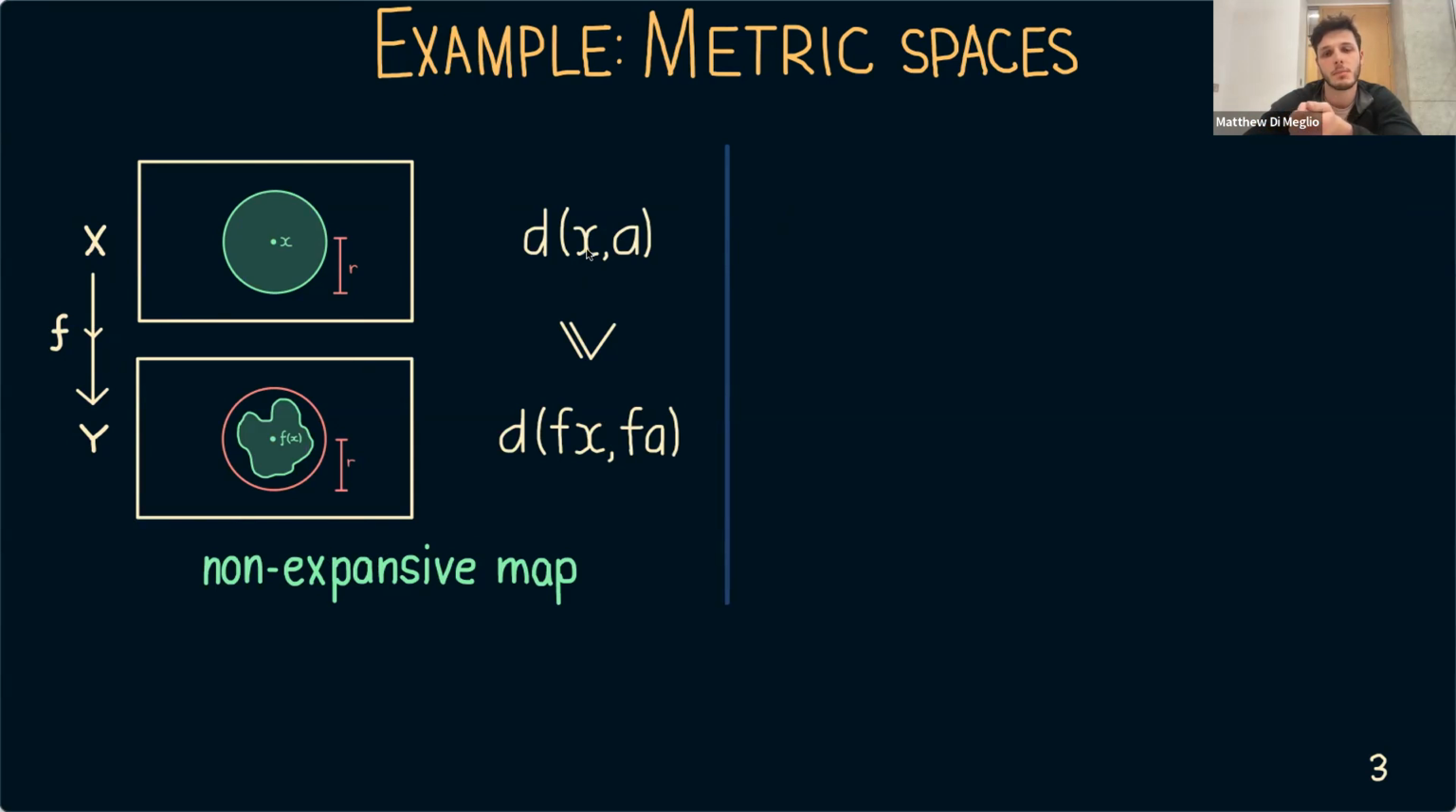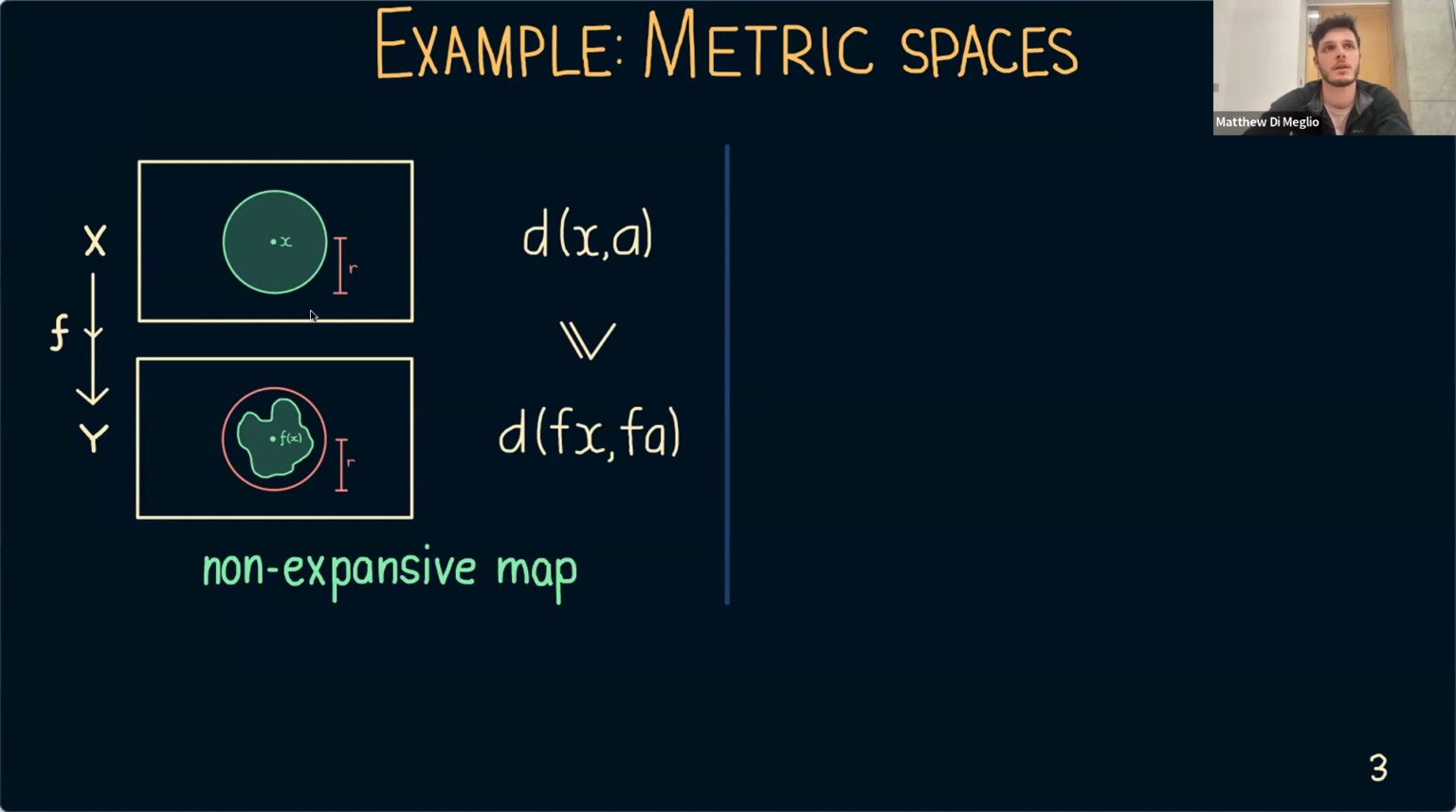So the distance between a point X and a point A in the domain should be greater than or equal to the distance between f of X and f of A in the codomain. So domain to codomain. Anyway, I'm mixing up my words.